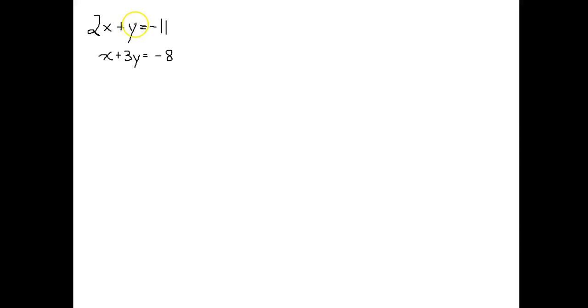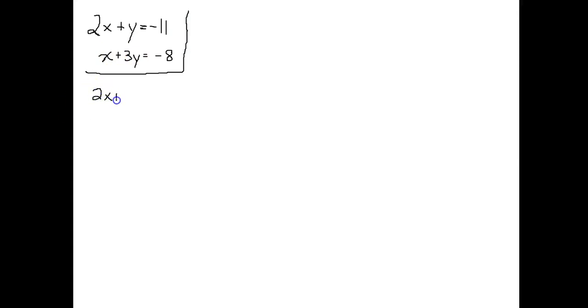All right, now for substitution, pick one of the equations and solve for one of the variables. In this case, there's two easy ones. You could take 2x plus y equals negative 11 and solve for y, or you could take x plus 3y equals negative 8 and solve for x. Either one would be easy, so take your pick. I'm going to take 2x plus y equals negative 11. I'm going to put a little box around these to show that's the original equation.